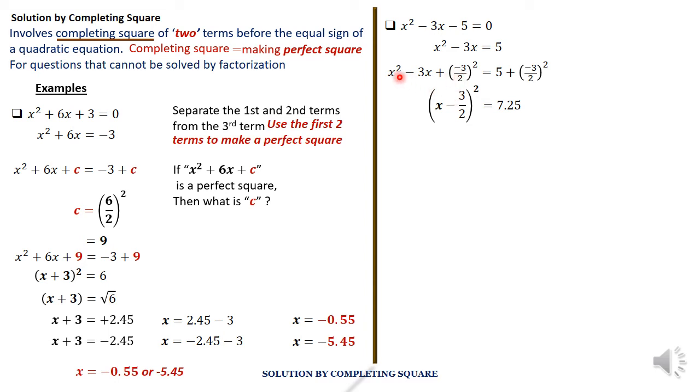So factorizing this one here is just getting the square root of x squared, which is x, getting the sign of the middle term, which is negative, and it's also this negative here, and then getting the square root of 3 over 2 squared. So just 3 over 2. Again, simplifying this part, we get 7.25.